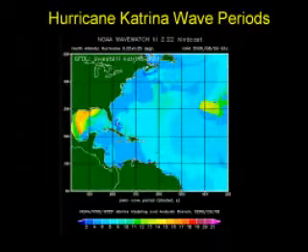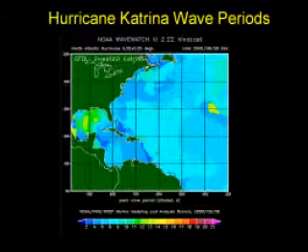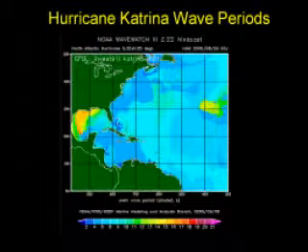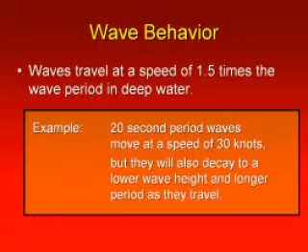The NOAA Wave Watch model also simulates wave periods. This simulation from Hurricane Katrina shows the very long period waves that propagated west into the western Gulf of Mexico. Waves travel at a speed of 1.5 times the wave period in deep water. For example, a 20-second period wave moves at a speed of 30 knots, but they will decay to a lower wave height and longer period as they travel.